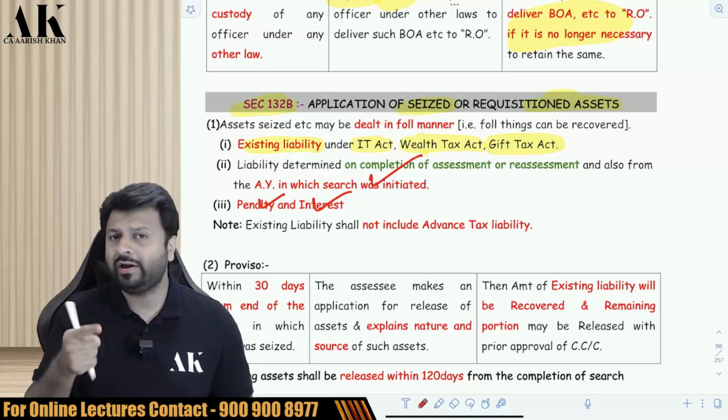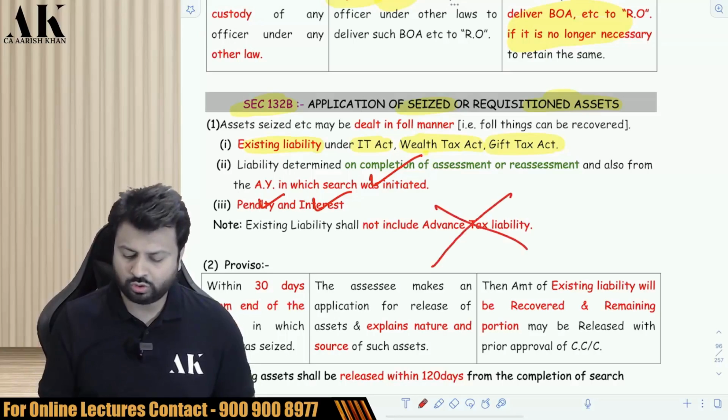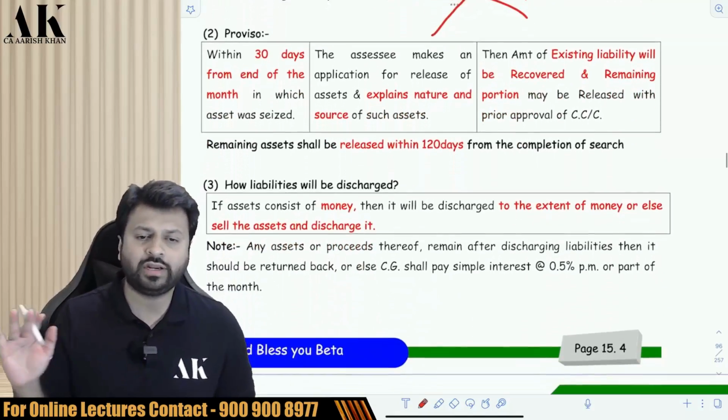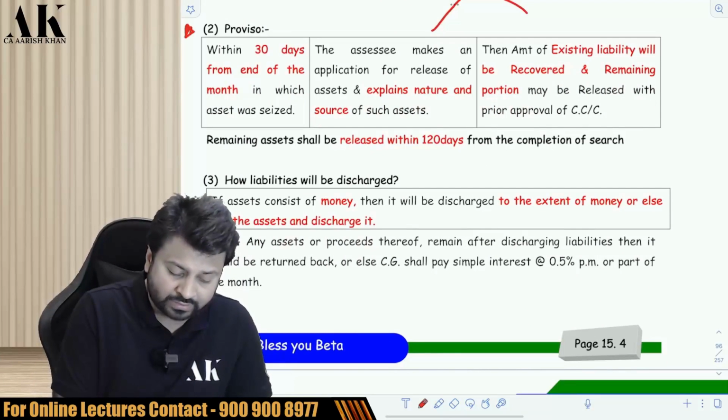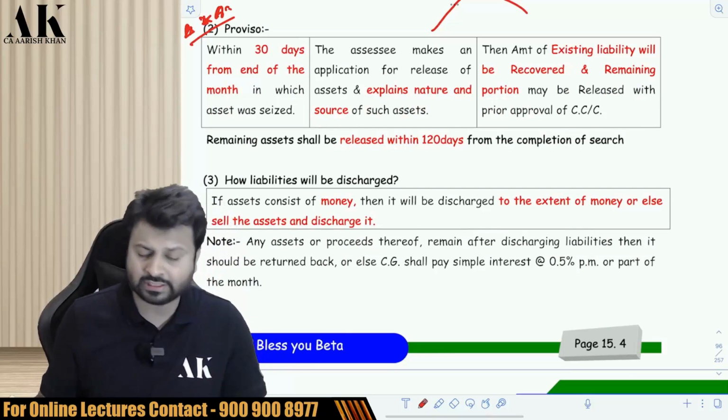Plus, will your existing liability include advance tax liability also? No. The government has said that the existing liability will not include the advance tax liability. Don't worry about it. Okay. Now next, this proviso is extremely important for the exam. The institute has asked this proviso a lot of times.